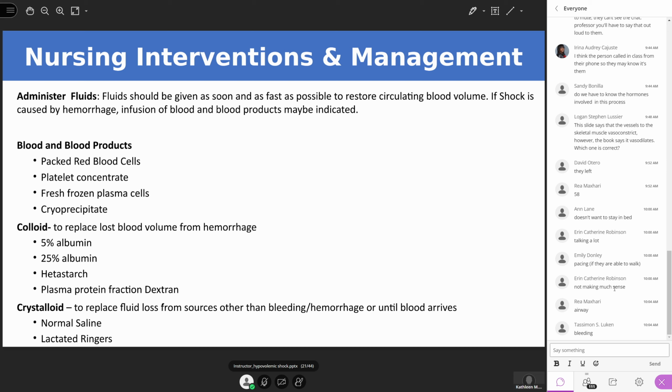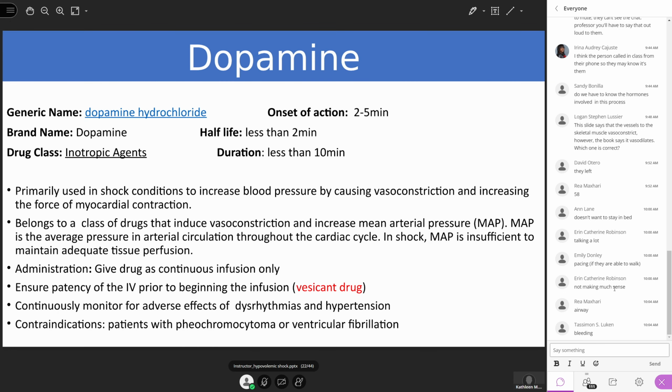So those are the different types of management. I think for you, what you really need to know, and I put it in the classes, is that initially we're going to go with the normal saline and lactated ringers. But if the patient has profuse blood loss, we're going to go straight to the blood products. I think that's probably your bigger takeaway there.